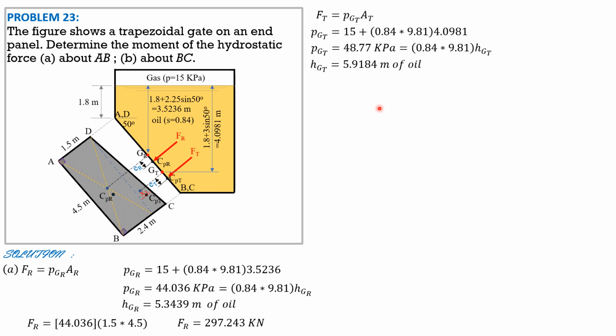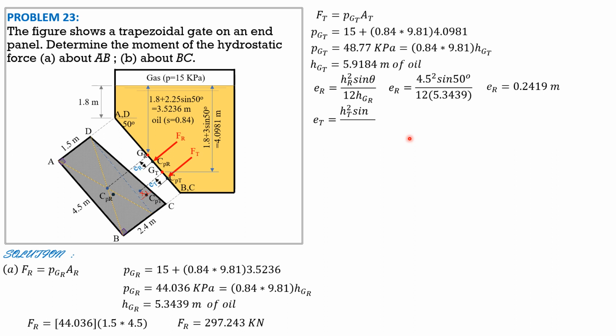Then compute force due to triangle. E of rectangle, by the way, it's HR square sine theta over 12 HGR, where HR is the height of rectangle, which is 4.5, which is the same height of the triangle also. So 4.5 square sine of 50 degrees over 12 times HGR 5.3439, and therefore E sub R is equal to 0.2419 meters. That is important in computing for the moment about BC later.